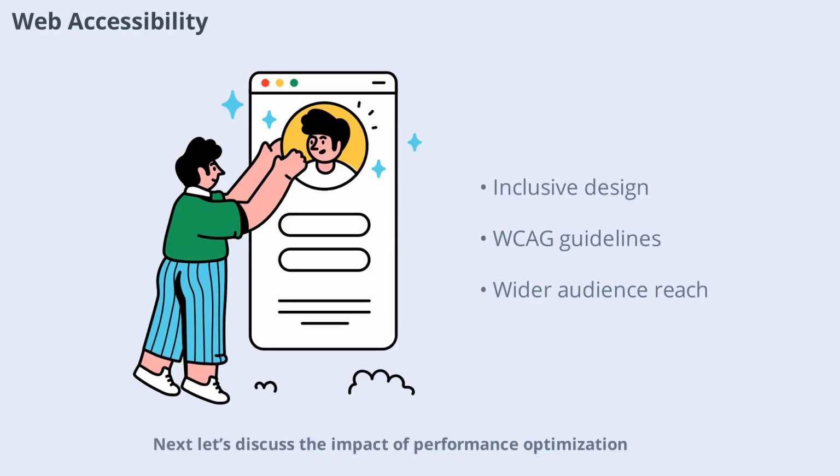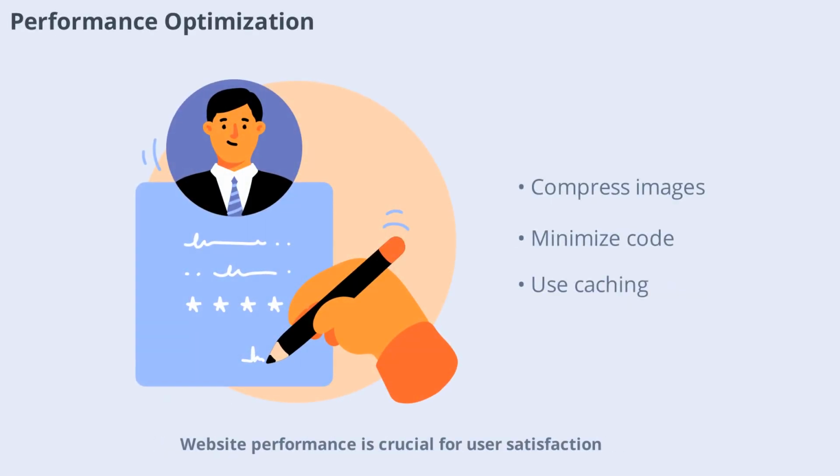Next, let's discuss the impact of performance optimization. Website performance is crucial for user satisfaction. Slow-loading sites can drive visitors away. Developers optimize performance by compressing images, minimizing code, and using caching strategies. Tools like Google Lighthouse help identify areas for improvement. Fast, efficient websites provide a better experience and can improve search engine rankings.